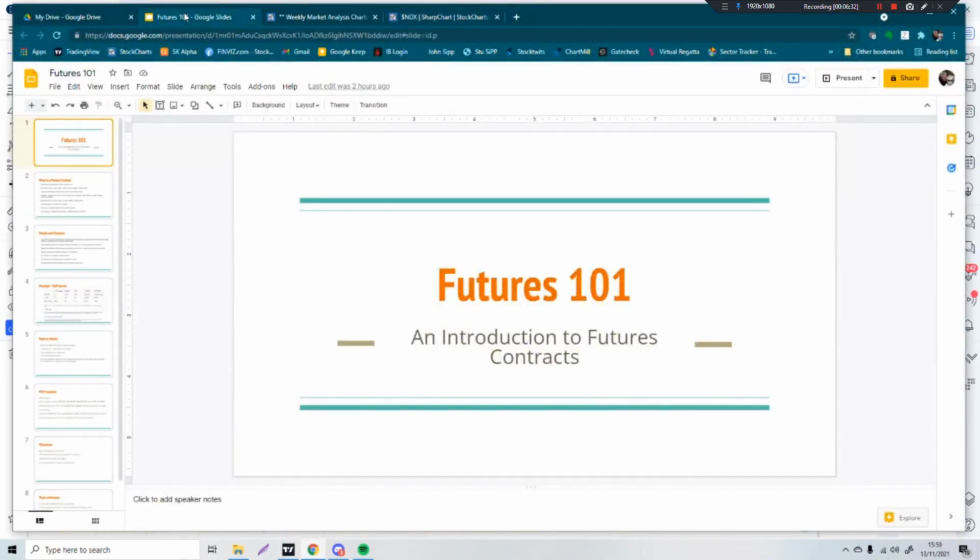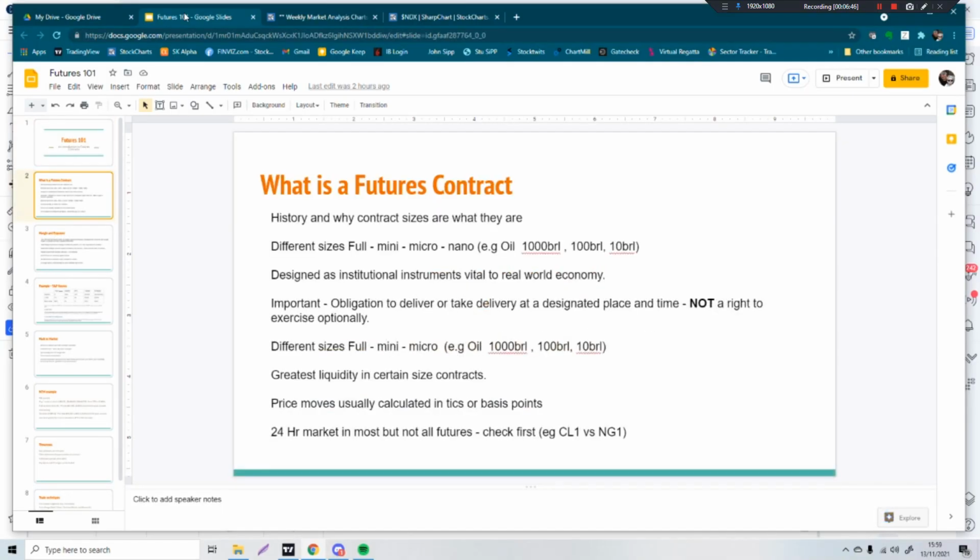Oh yeah, futures. Okay. There was a little bit of interest over the last few sessions about futures trading, so I thought I would take people through it to show you kind of how it works and what the differences are.